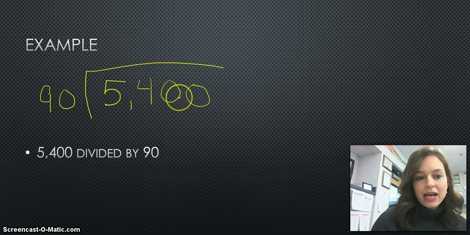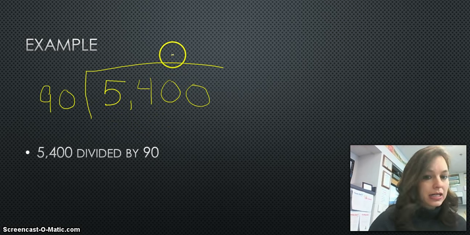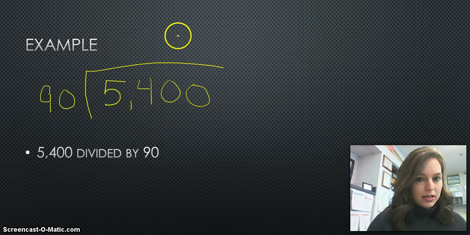So we can say that if 9 will go into 54 6 times, then 90 will go into 540 6 times. And then there's a 0 for place value afterwards. All right, so 5,400 divided by 90 is 60.